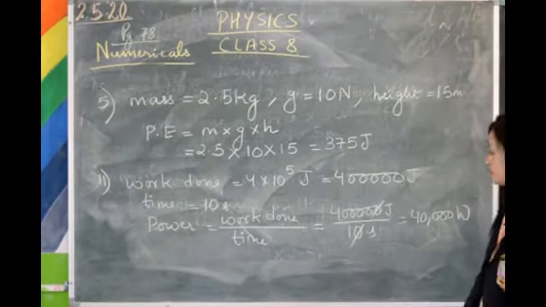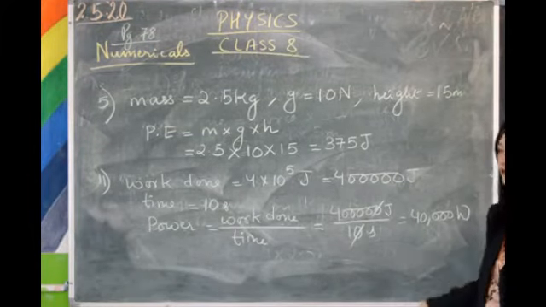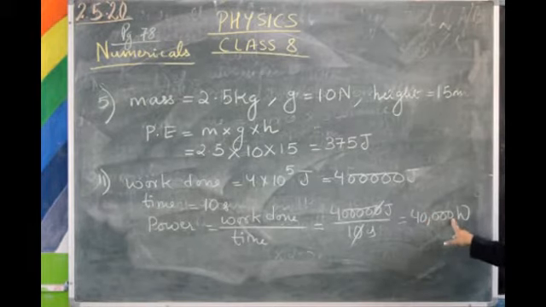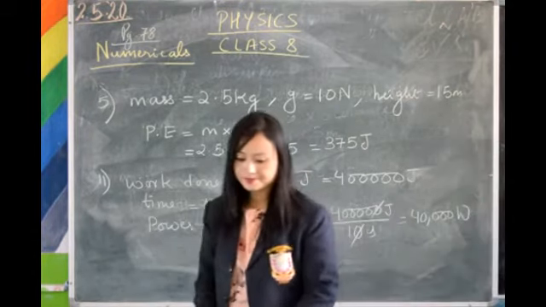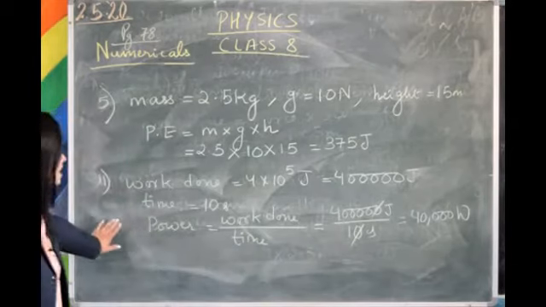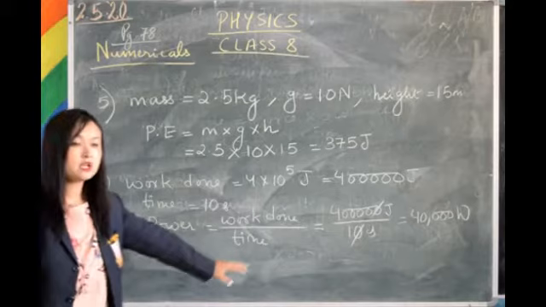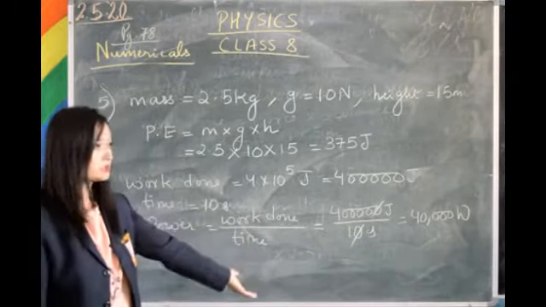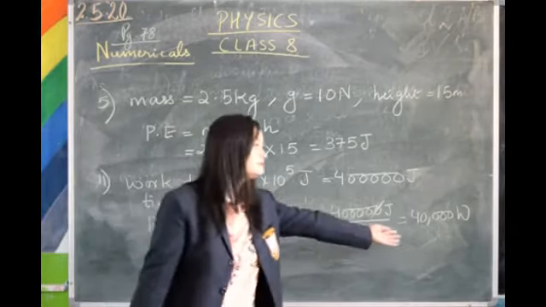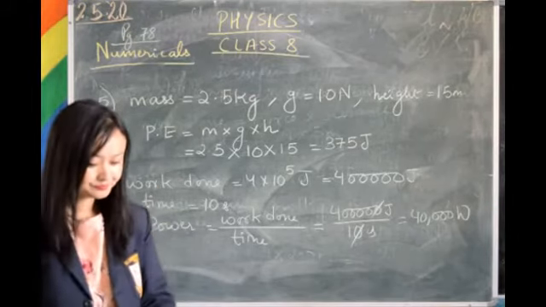It's watt. Okay, it's given in the book as 4 into 10 to the power 4. Why? Because there are how many zeros? 4 zeros. So it's written 10 to the power 4. You can write this way also, your answer will be correct. So this is how we calculate power. Work done is given, time is given. You simply have to divide them, do the cancellation if possible, do the division, and then you get the answer. So this is how we calculate the power.